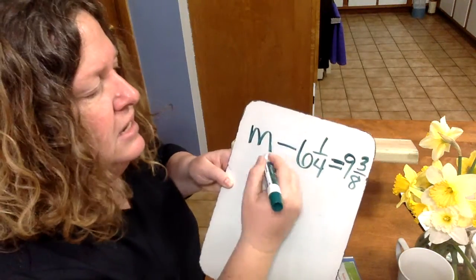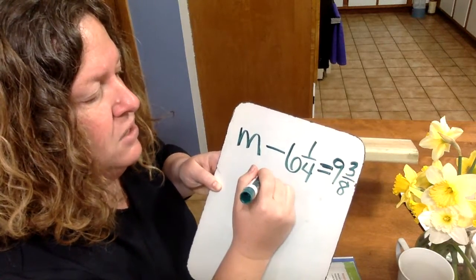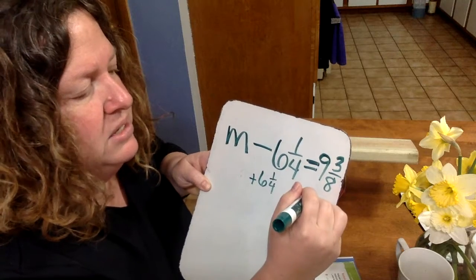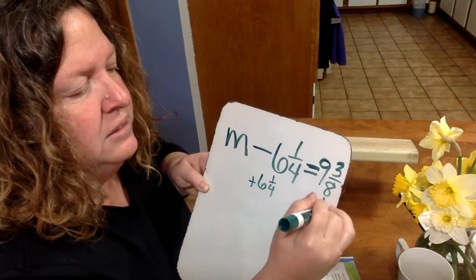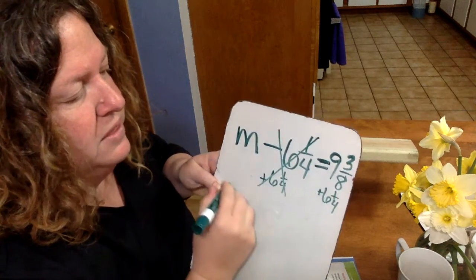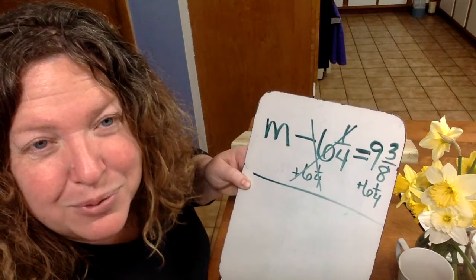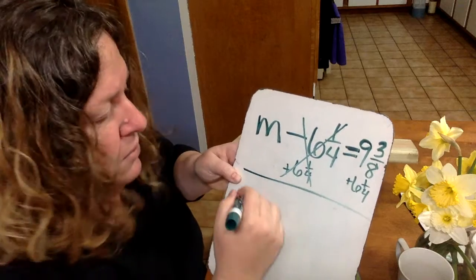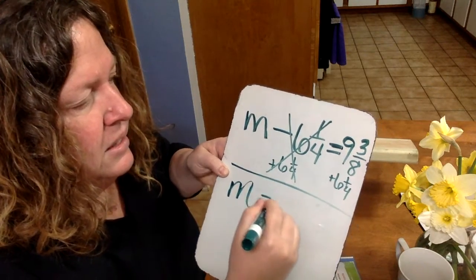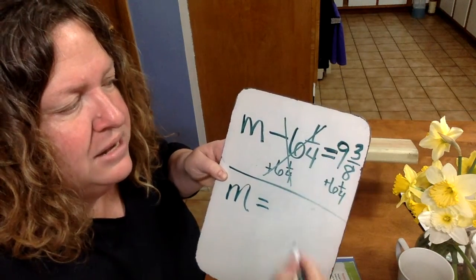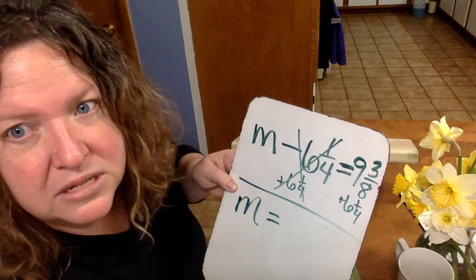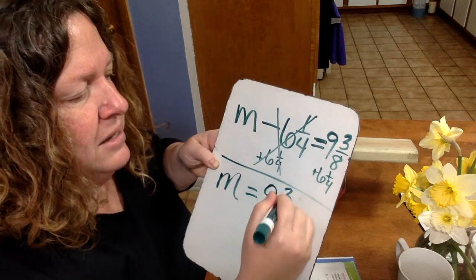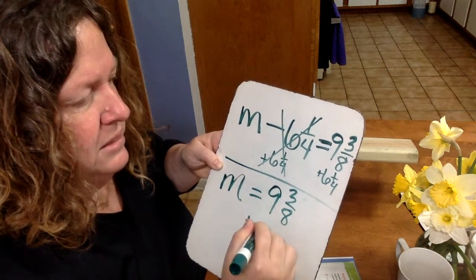So if instead of taking away 6 and 1/4, what if we added 6 and a fourth to each side? This would be 0 then. That just crosses out. If you take away 6 and 1/4 and add 6 and a fourth, it's just 0. So it just stays as the mystery group. And then we have 9 and 3/8 plus 6 and 1/4.